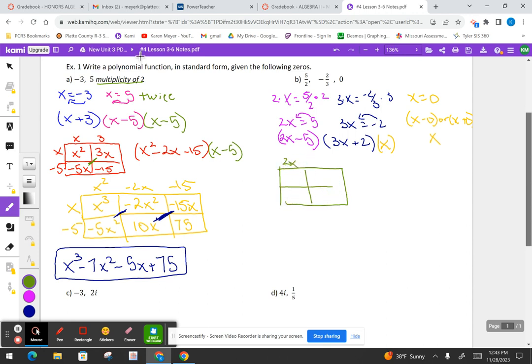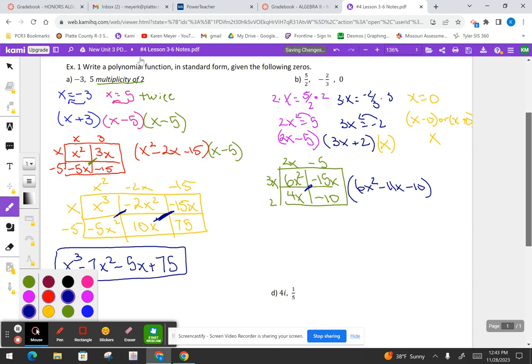So 2x minus 5, 3x, 2. So 6x squared minus 15x, 4x minus 10. And then I'm going to combine my like terms here. So I get 6x squared minus 11x minus 10.